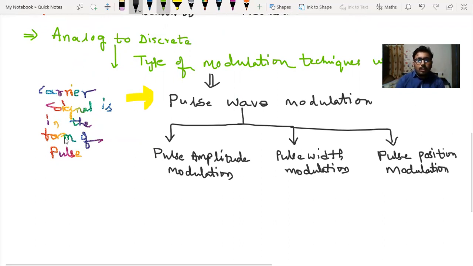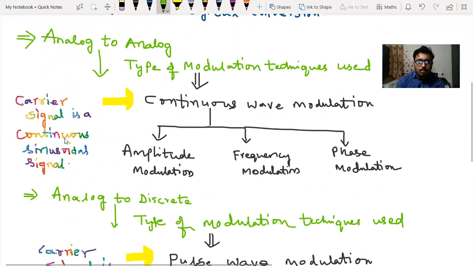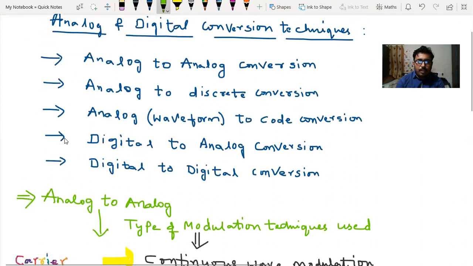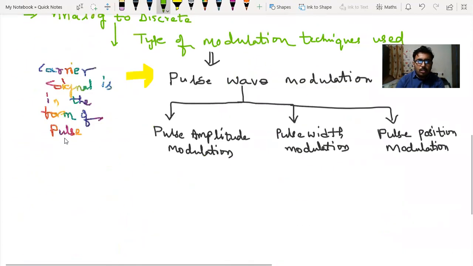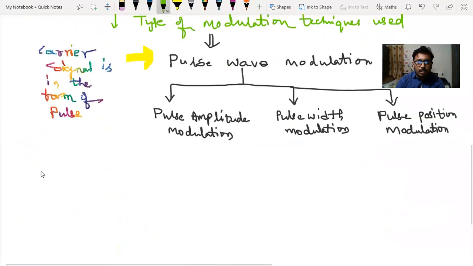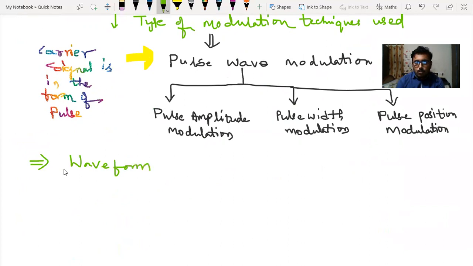Okay, and the next thing, the third technique that we use, is waveform to code conversion. This type of technique, the third related technique, we can call the waveform coding. So we can call it waveform to code.